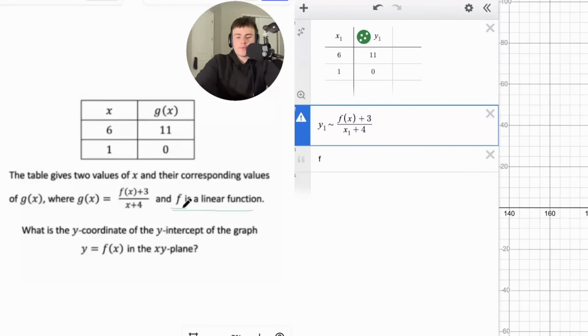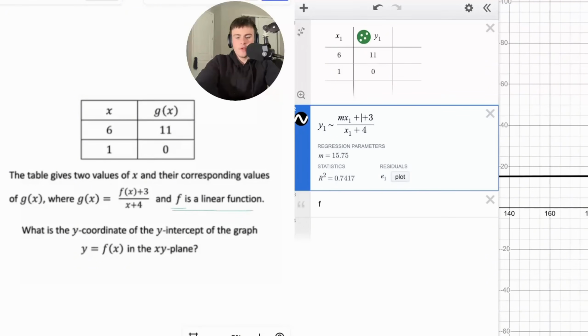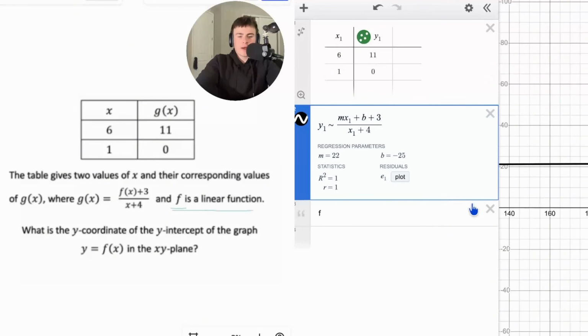So I mentioned before that you need to know slope-intercept form of a line. If f is a linear function, then a linear function is slope-intercept form. So we can just change f of x to mx plus b. What is this going to do? Well, this is going to graph it now.